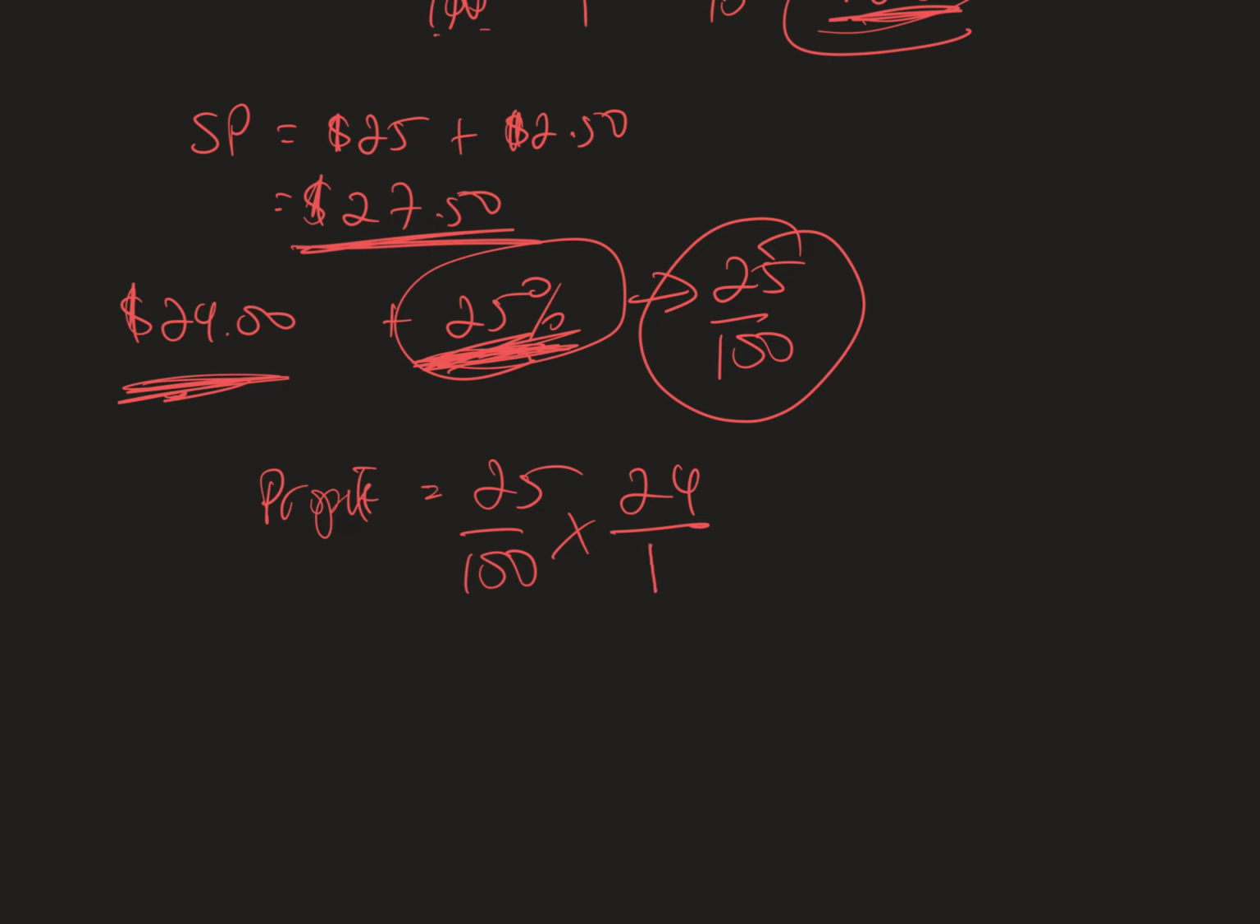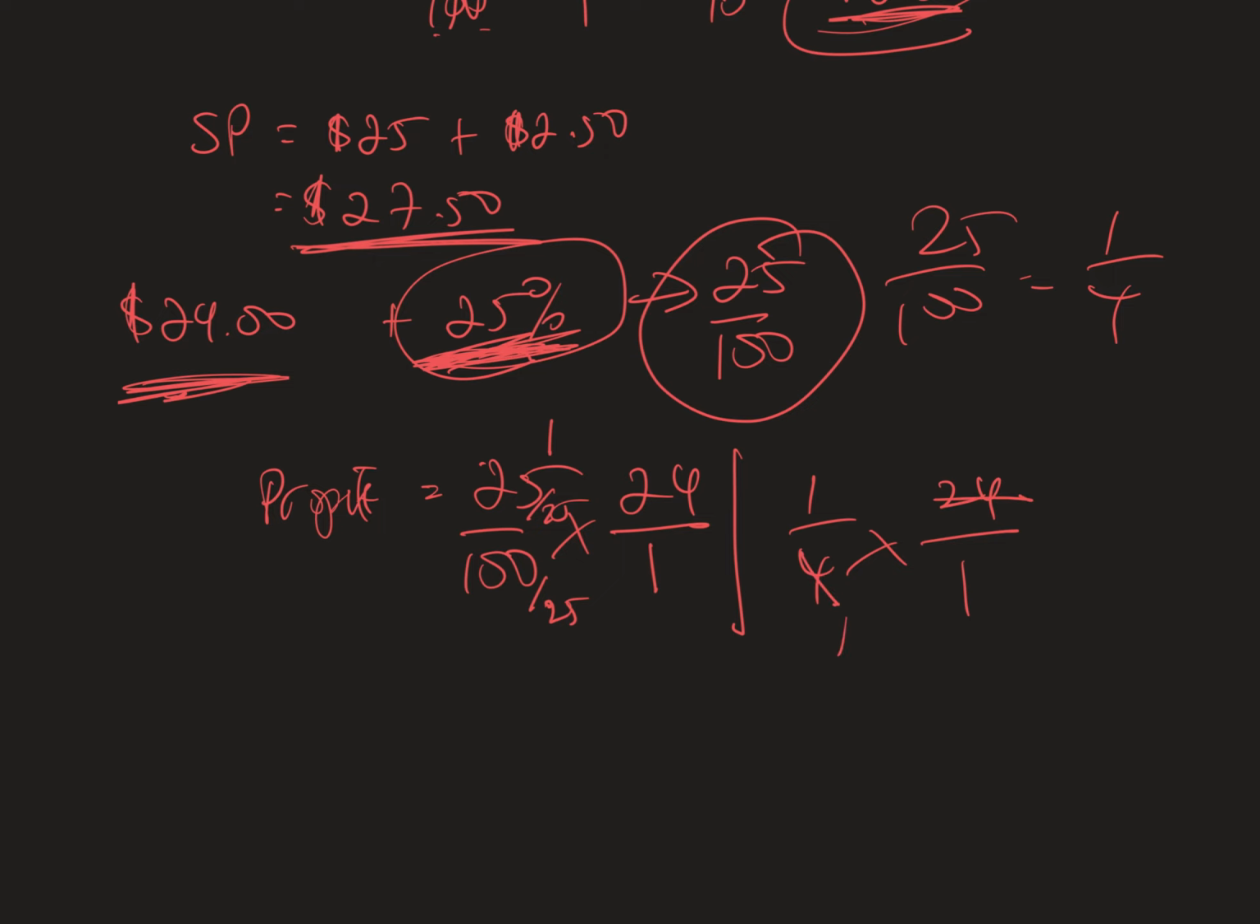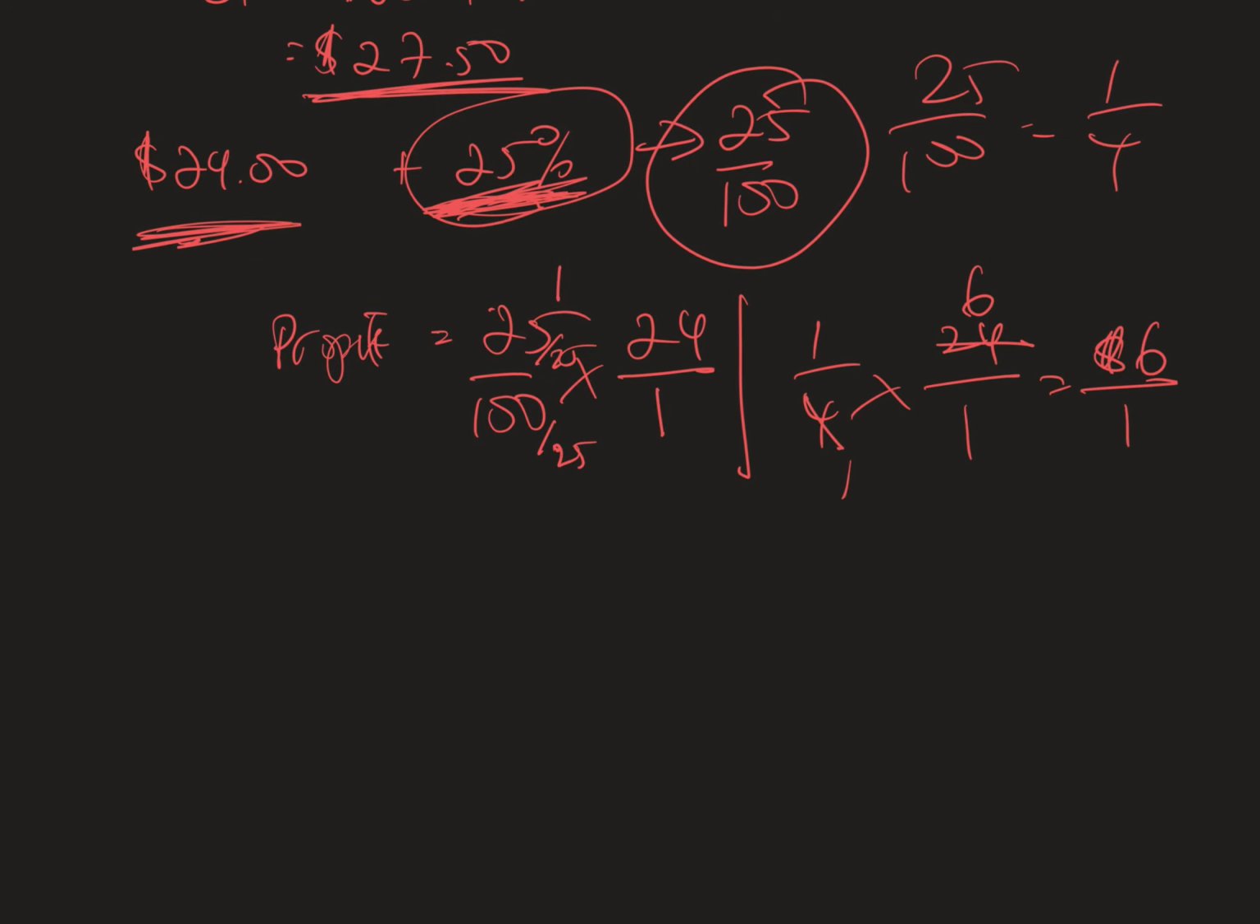Now, there are many ways we could do this question, but what I would do is reduce this. So 25 over 100, if we divide 25 by 25, we'll get 1. 100 divided by 25 will give us 4. So 25 over 100 will basically be 1 over 4. 1 over 4 multiplied by 24 over 1. 4 into 4, 1. 4 into 24, 6. 1 multiplied by 6, 6 over 1. So therefore, the profit is 6.